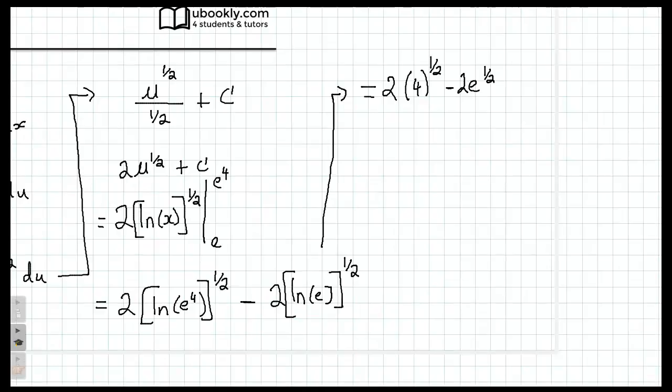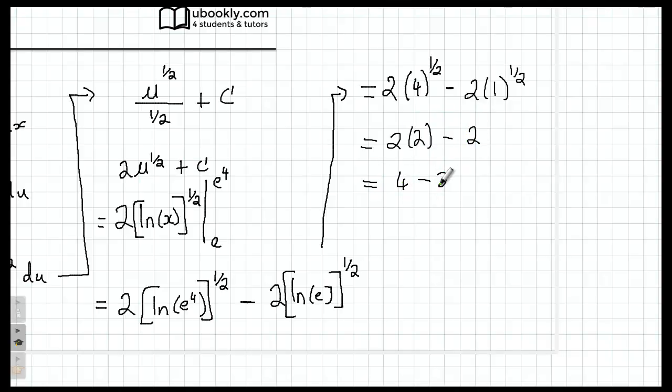Okay, sorry, this is wrong. This would not be minus 2e to the power of a half. It will be ln of e, which is just 1, right? So it'll be 2 into 1 to the power of a half. And that just becomes 2 to the power of a half means square root, so 4 to the power of a half is just 2, minus 2, which will be 4 minus 2, which is 2.